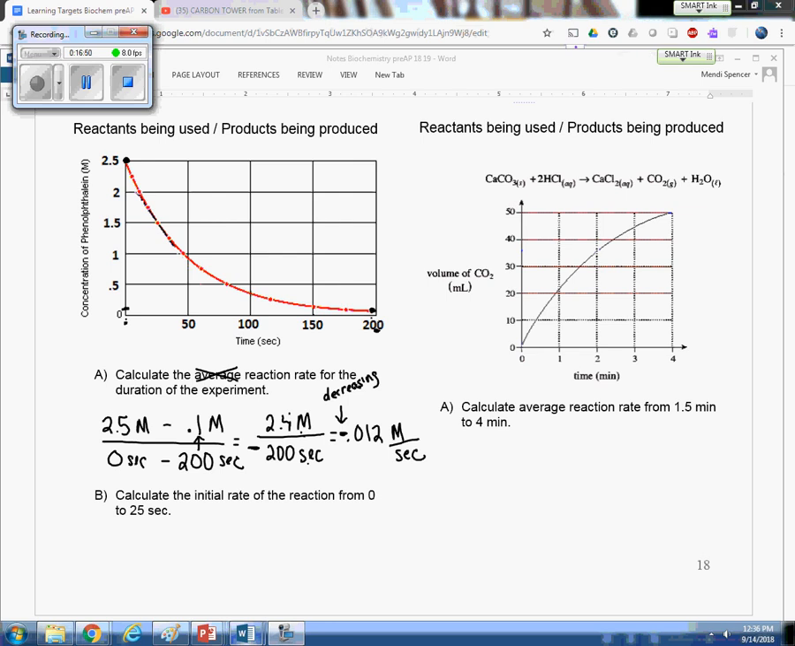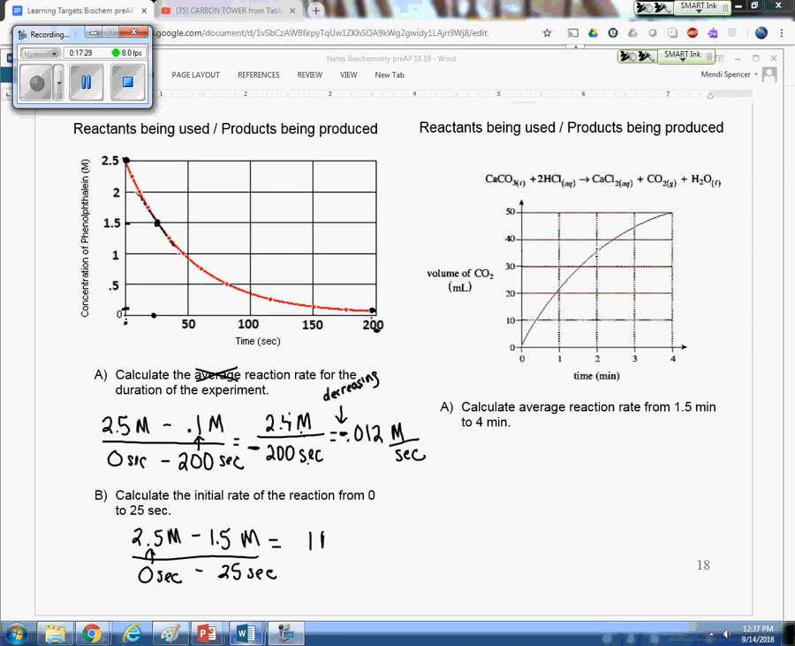It says calculate the initial rate of the reaction from 0 to 25 seconds. I could say calculate the average initial rate of the reaction, and you're not going to do this any differently. Again, let's put our time on the bottom. We have 0 seconds, and then we're going to go to 25 seconds. Put that minus there. At 0, we were at 2.5 M, moles per liter. And then at 25 seconds, oh, isn't that nice? They put it right on line for us. We were at 1.5 M.